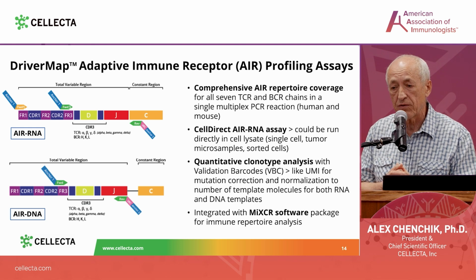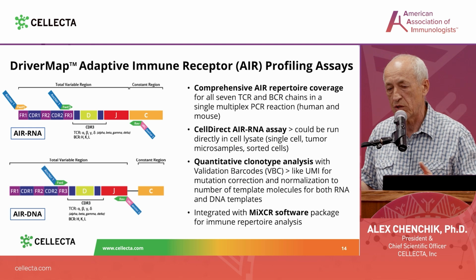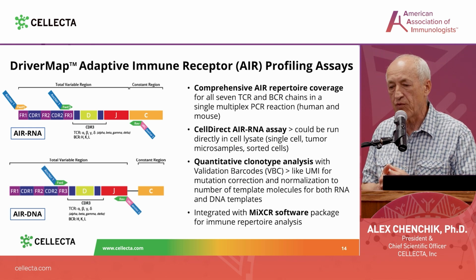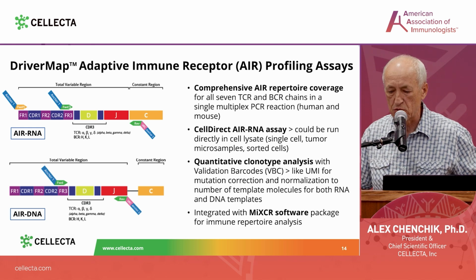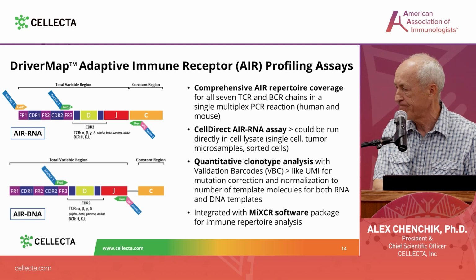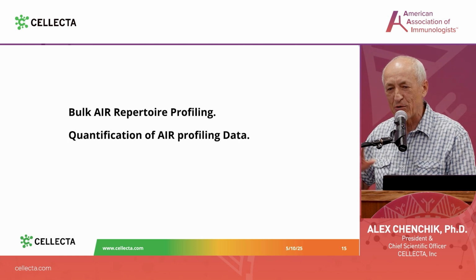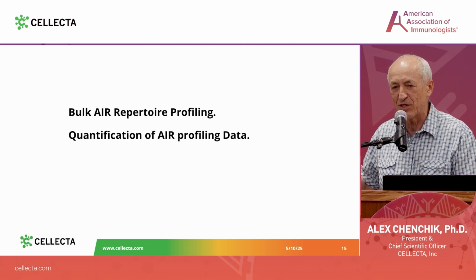It's also quantitative, and it allows you to convert read number to the number of starting template molecules you use in the assay. It allows you to quantitate the number of, for example, T cells or B cells if you use DNA, or the number of RNA molecules present in your sample. And it's integrated with the MiXCR software package, one of the best software packages right now for immune repertoire profiling data analysis. Let's start with something simple, because I'm going to tell you about technology. The question is: how quantitative is this data, and can we quantitate immune receptors in any biological sample?